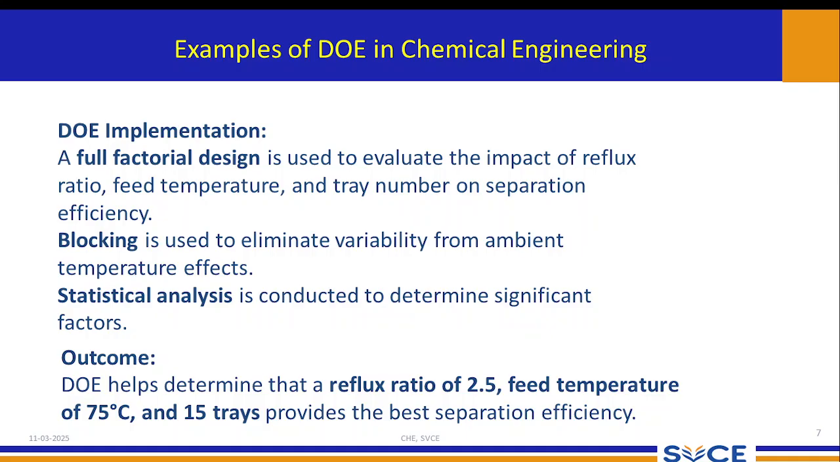Statistical analysis, one-way ANOVA or two-way ANOVA, analysis of variance, can be calculated, and we will get a statistical analysis as well in the design of experiments. By seeing the design of experiments, we can come to a conclusion about which one is more dominant, and whether the variation of these variables has a significant effect or not. You already studied that in statistical analysis in mathematics, right? So DOE helps determine that a reflux ratio of 2.5, feed temperature of 75, and 15 trays provide the best separation efficiency.